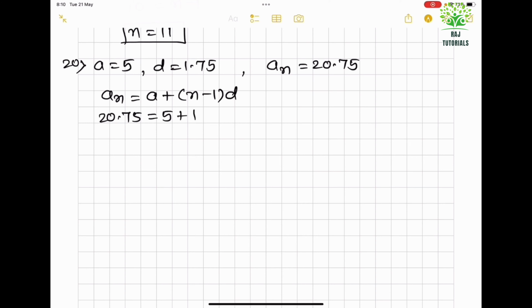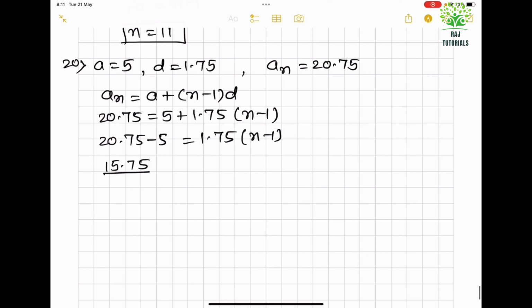So 20.75 equal to 5 plus 1.75 into (n minus 1). So 20.75 minus 5 will be equal to 1.75 into (n minus 1). 15.75 upon 1.75 equal to n minus 1. So 9 equal to n minus 1. So n equal to 10. So in the 10th week, she will reach 20.75.